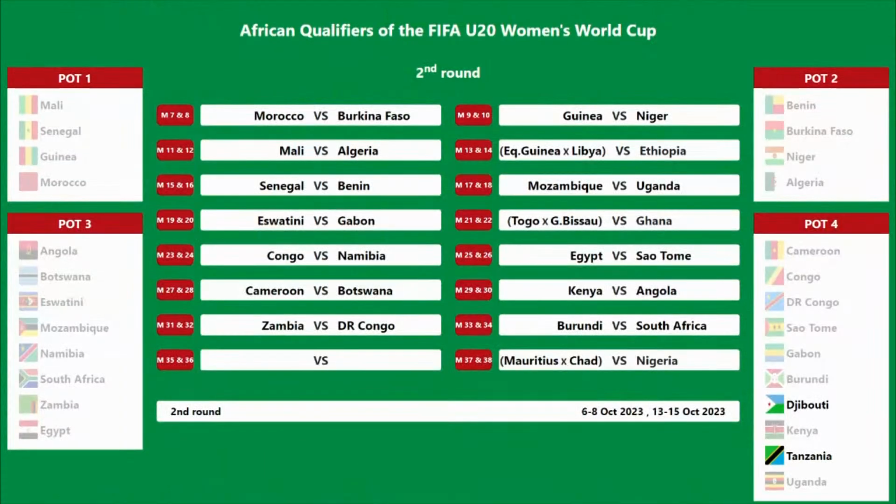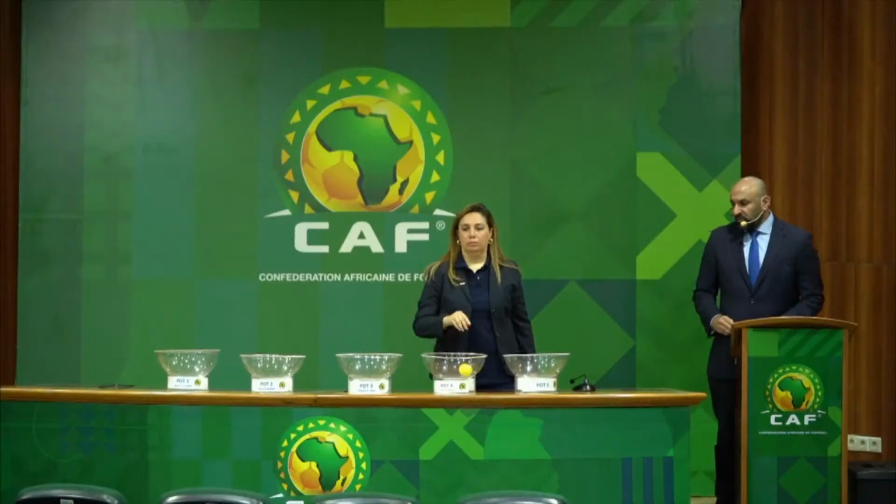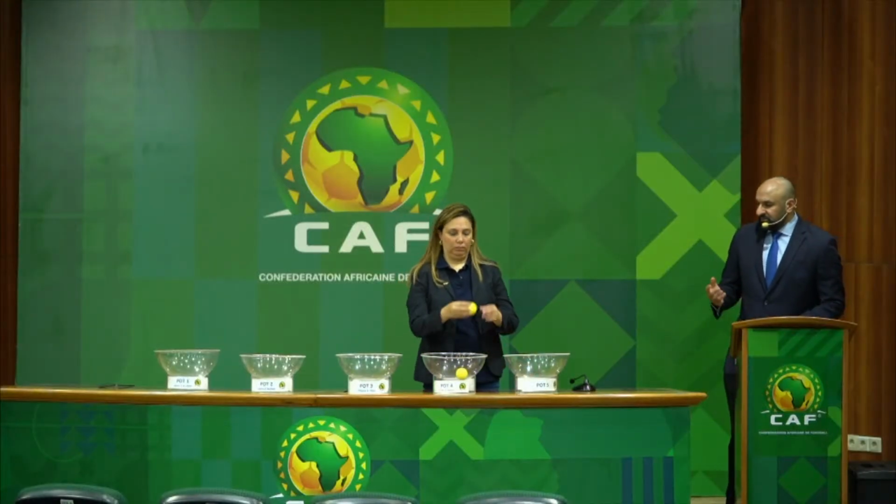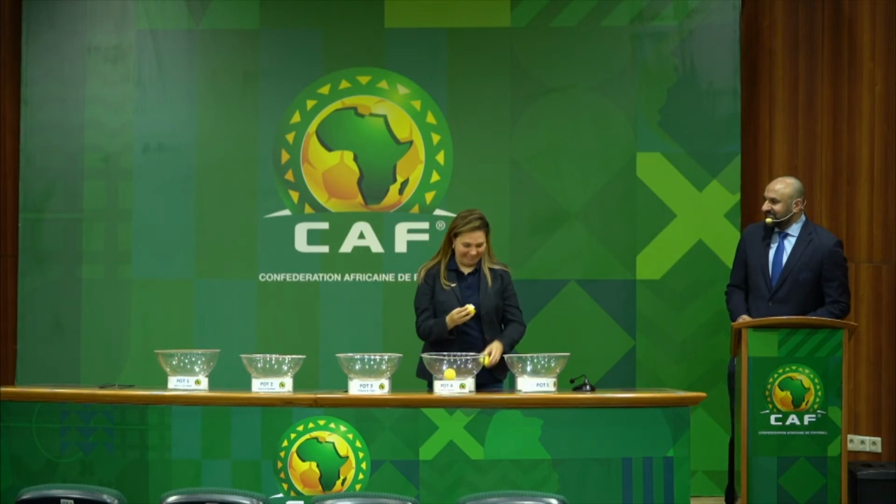As I explained before, the last two balls will play against each other. No need to put them in pot 5. We will just draw them, and the team drawn first will play the first leg at home. Last one, Heba, I hope you're not too tired.